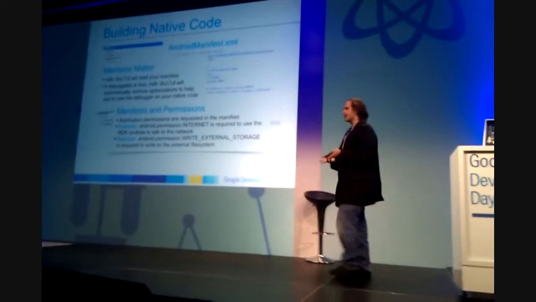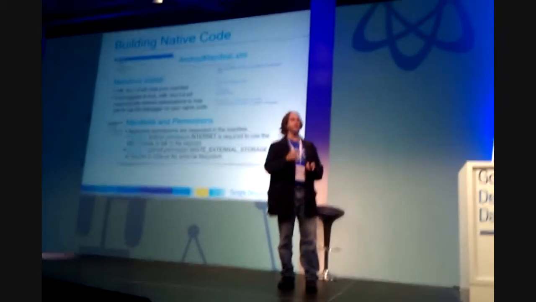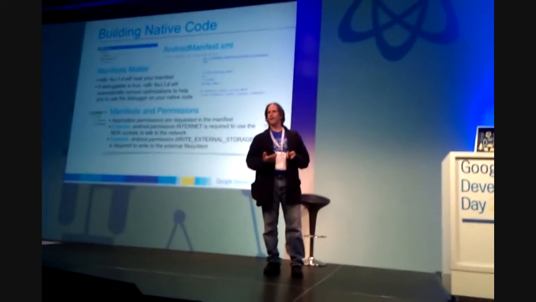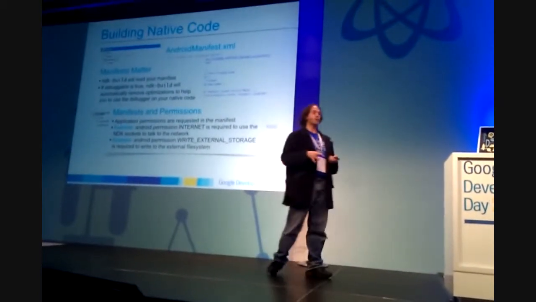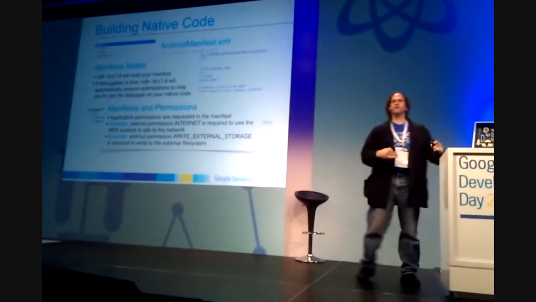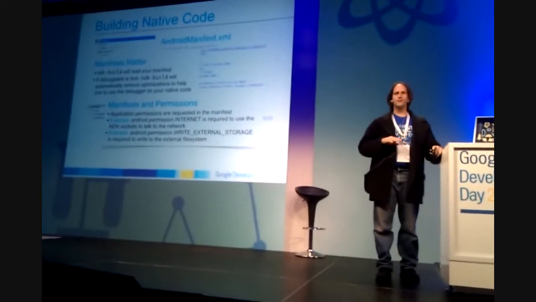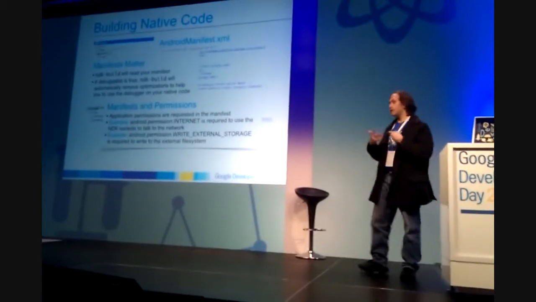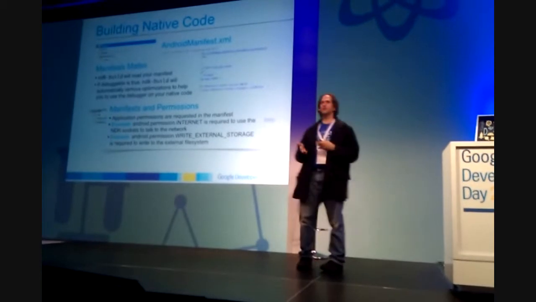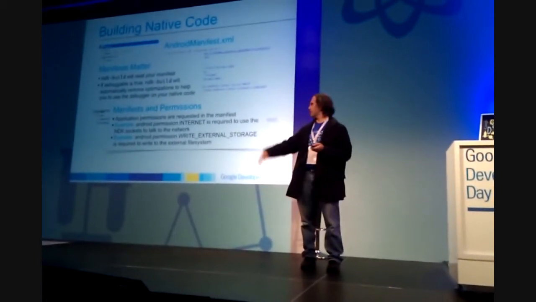Just because you're running native code doesn't mean you're going to actually be able to access the internet using the internal socket stuff. You're still going to actually have to have permissions. All that stuff still applies. So it's still important. A lot of people say, well, now that I'm using native code, can I do this? The answer is, you might be able to, but you're first going to have to declare it to your manifest.